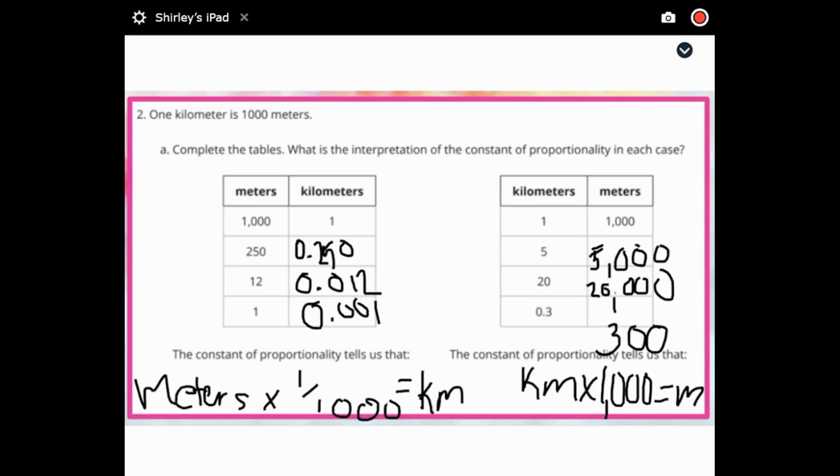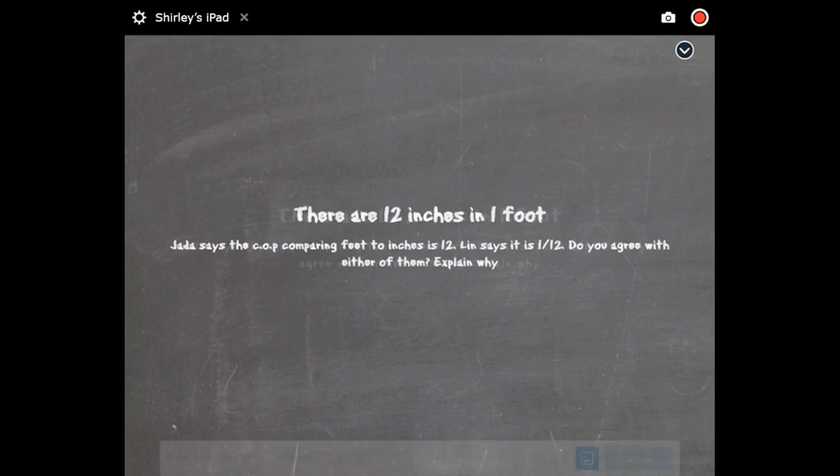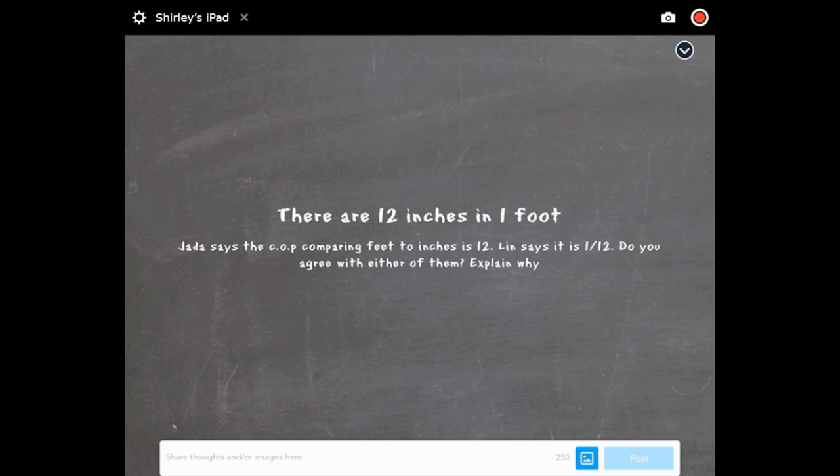Perfect. Here's our last question. It says that there are 12 inches in 1 foot. Jada says that the constant of proportionality comparing feet to inches is 12. Lynn says that it is 1 over 12. Do you agree with either of them and explain why? So if there's 12 inches in 1 foot, one person says that the constant is 12, the other says it's 1 over 12. Do you agree with one of them, neither of them, both of them? What do you think?